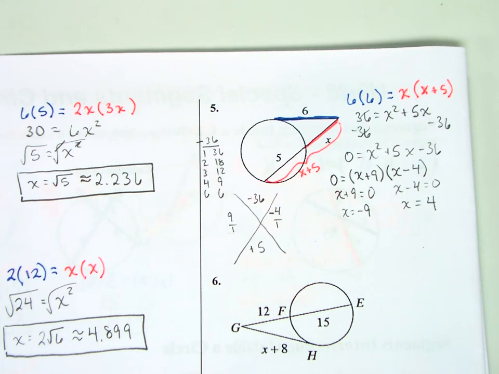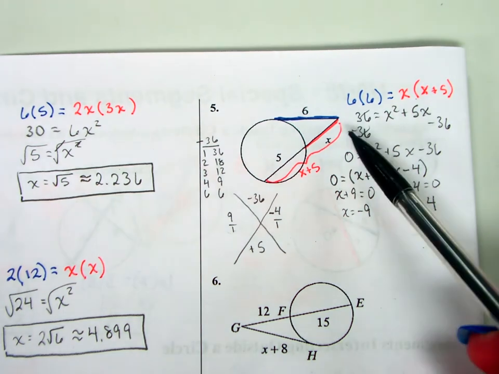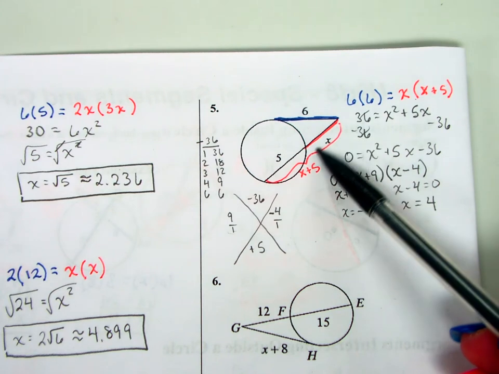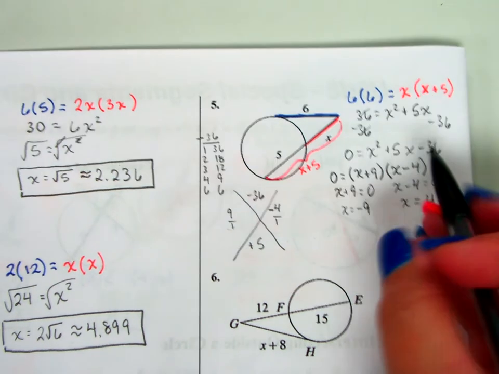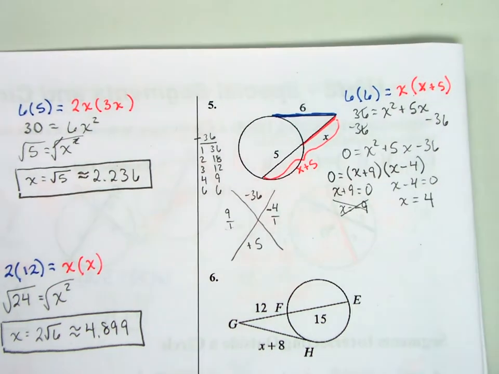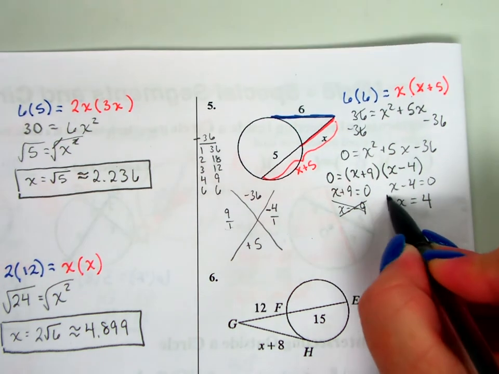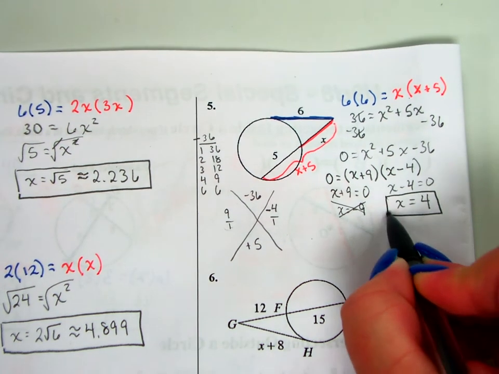In geometry, we can't. We have to look and say, do the solutions work, right? Can x be a negative 9? Can you have a negative segment length? No. So because you can't have negative segments, negative 9 is not a solution. But can x be 4? Yeah, absolutely. So 4 is my answer.